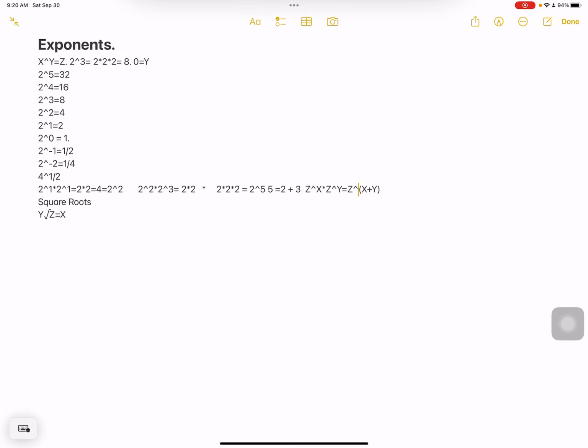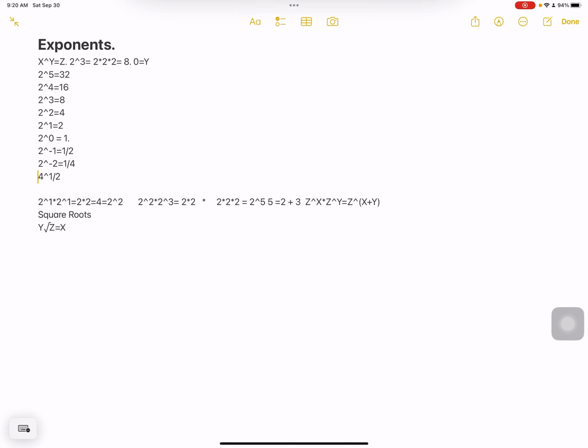Okay, and it only works if z is the same base in both of the powers. Okay? So now, let's do another thing. So technically, 4 to the power 1/2 into 4 to the power 1/2 equals 4 to the power 1, which equals 4.